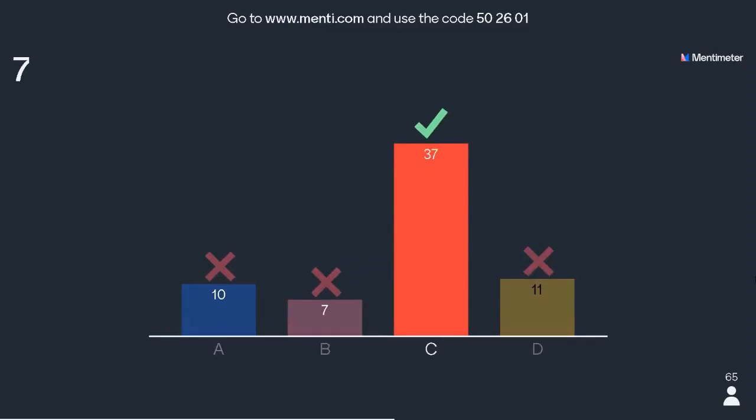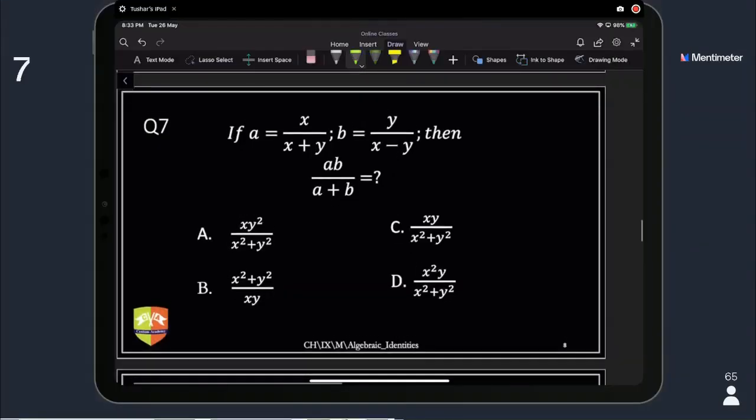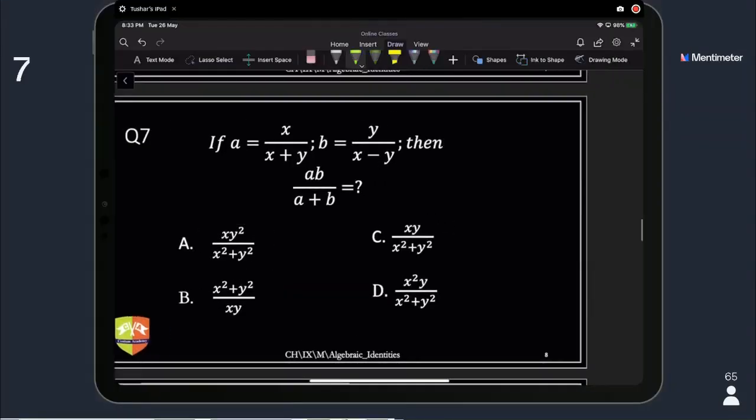Chalo. Better performance this time. What happened? This was again a very, very simple question. In such questions, break down into two parts. The first part is AB. AB is simply XY, and X plus Y into X minus Y is X square minus Y square. No problem. First step.